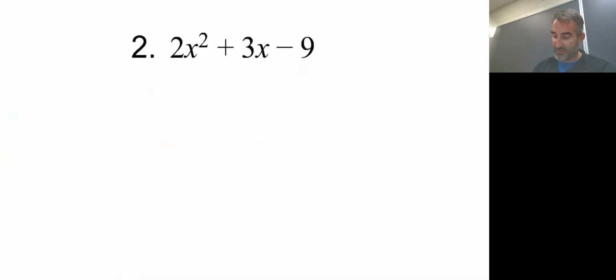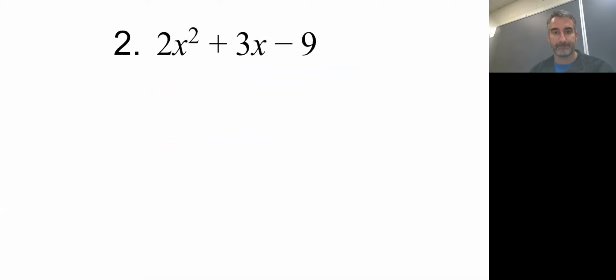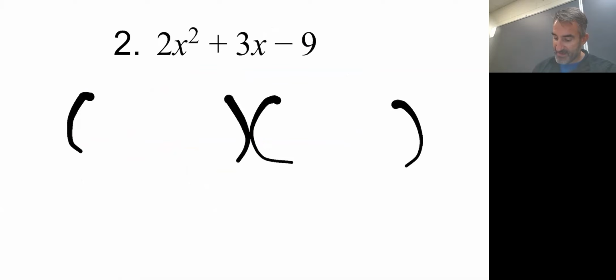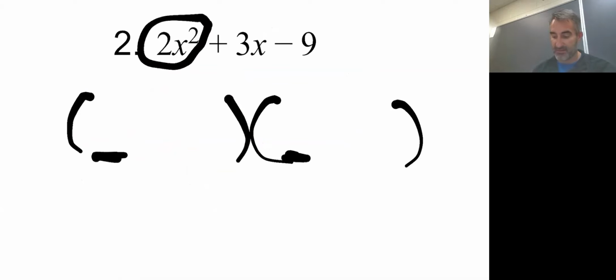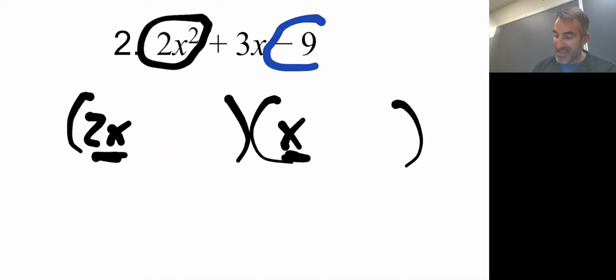All right, here we go. Second one, checking greatest common factor. Nope. So now put my parentheses. In this first spot, it has to multiply to 2x squared. Easy, 2x and x. Guys, I got this, 2x and x. Now it has to multiply to be -9. So that means my signs are different. I'm just not gonna put my signs in right away.